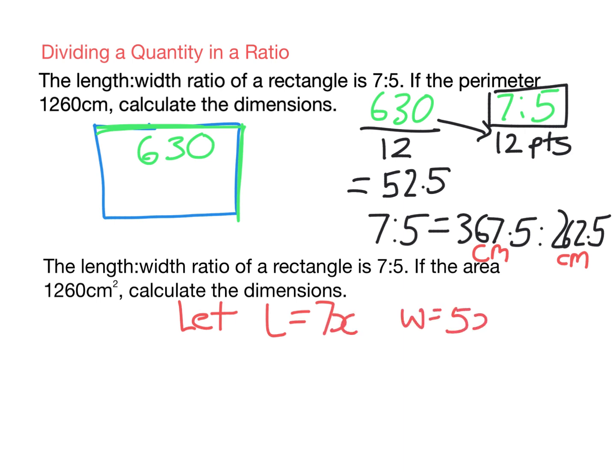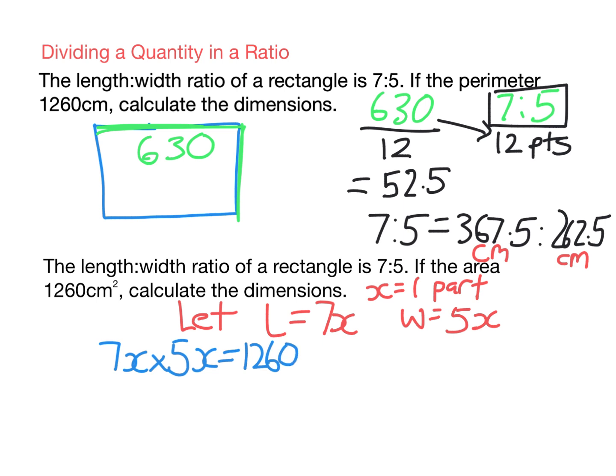This is what it means if the ratio is 7 to 5. The length is 7 times a number, and the width must be 5 times that number. The length is 7 parts, the width is 5 parts. Here, x is like the value of 1 part. So because the area is 1260, we have length times width is equal to 1260.